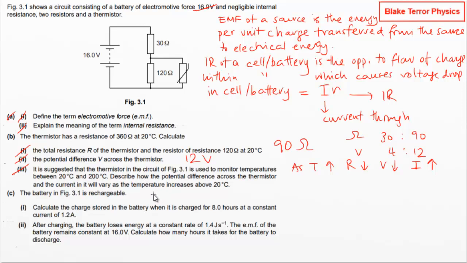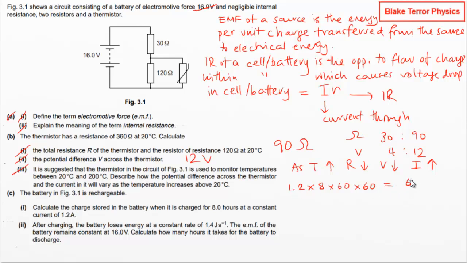Battery in figure 3.1 is rechargeable. Calculate the charge stored in the battery when it is charged for 8 hours at a constant current of 1.2 amps. Right, so we're just doing Q equals IT on this. So we're saying 1.2 multiplied by 8 hours. So 8 by 60 by 60 to get it all into seconds. So that's 6/5 as our 1.2.